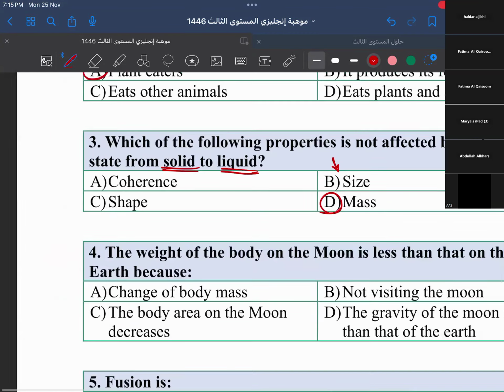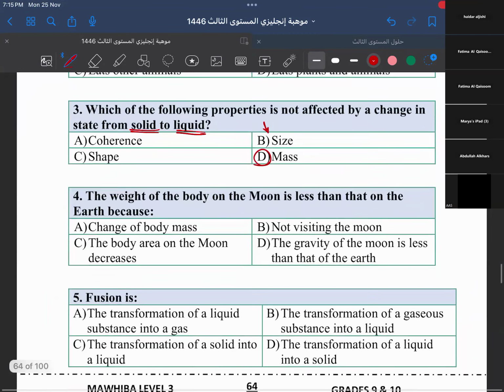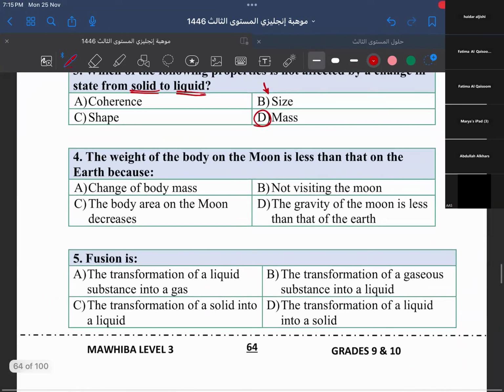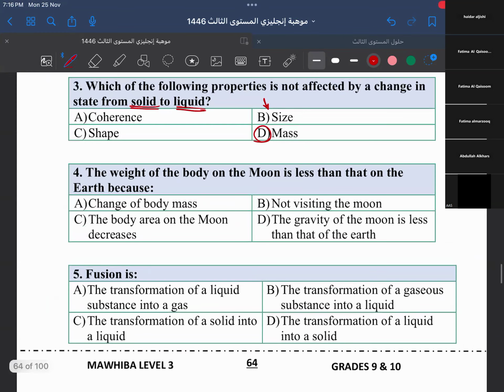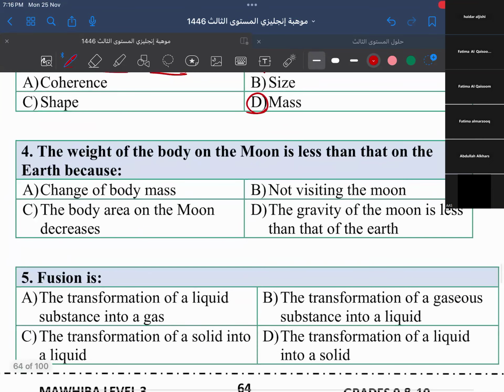Okay. So is that clear, guys? Yes. Okay. Excellent. Yalla, let's see the next question here. Yes, Haida.